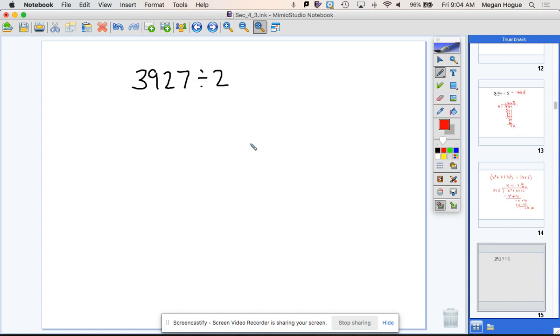All right, so let's do a couple more long division. So we're going to take 3,927, we're going to divide by 2. So we're going to put 2 out in front. And we're going to do 3,927. So how many times does 2 go into 3? Once, up top. 1 times 2 is 2. Subtract 1. Bring down the next digit.